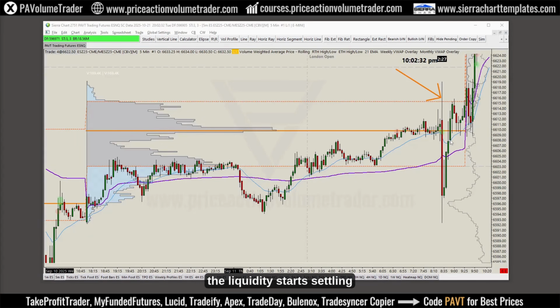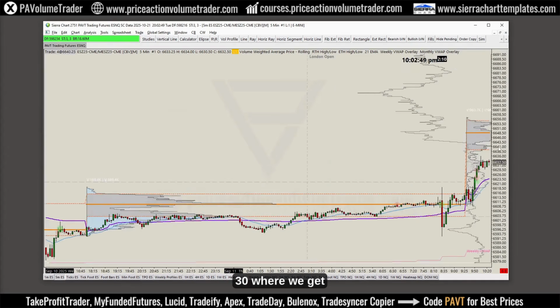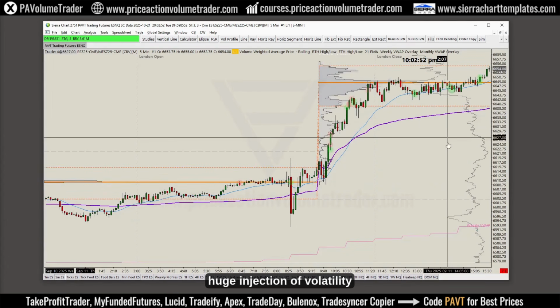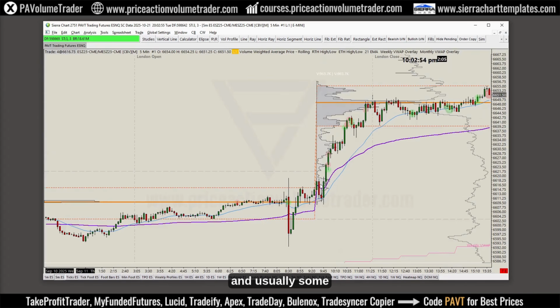And then once the liquidity starts settling and all the activity starts settling again, we get back into regular market activity. Well, in this case, until the New York Open at 9:30, where we get another huge injection of volatility and usually some big price movements, as we can see right here.